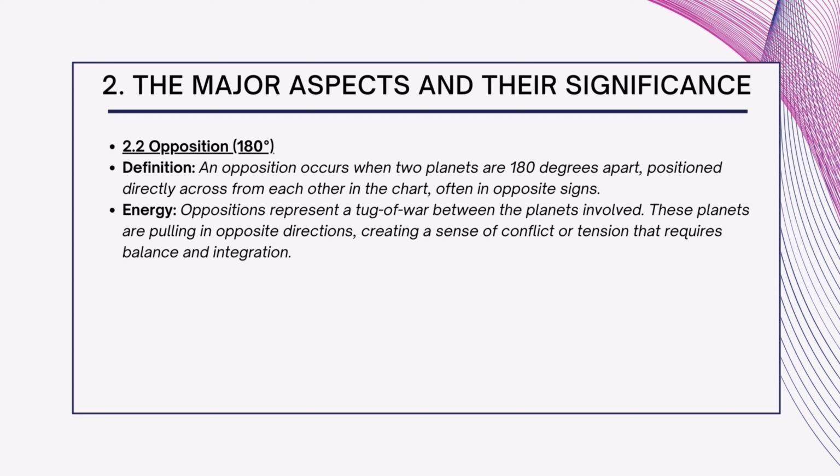2.2 Opposition, 180 degrees. Definition. An opposition occurs when two planets are 180 degrees apart, positioned directly across from each other in the chart, often in opposite signs. Energy. Oppositions represent a tug-of-war between the planets involved. These planets are pulling in opposite directions, creating a sense of conflict or tension that requires balance and integration.